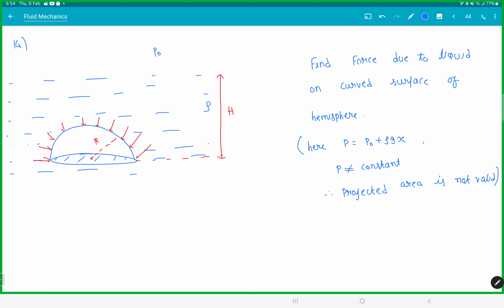Let me ask you something. How did you even do that? That is force on the base, right? I'm asking you force on the upper curve. Did I say this is in equilibrium? This thing need not be in equilibrium, right? Maybe this is resting on the ground.